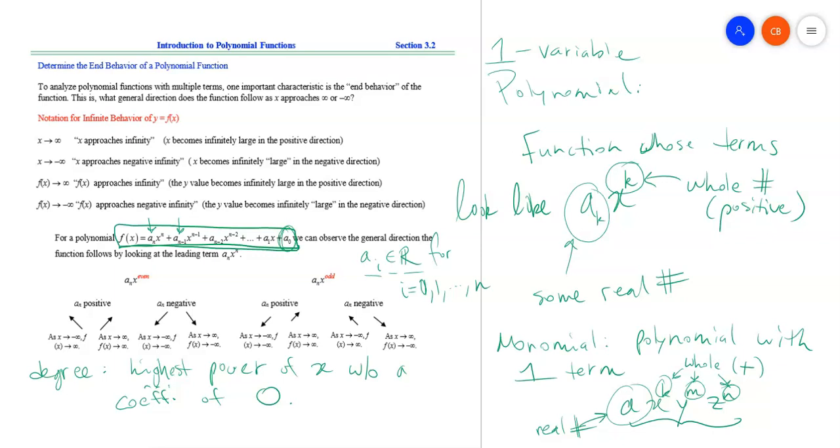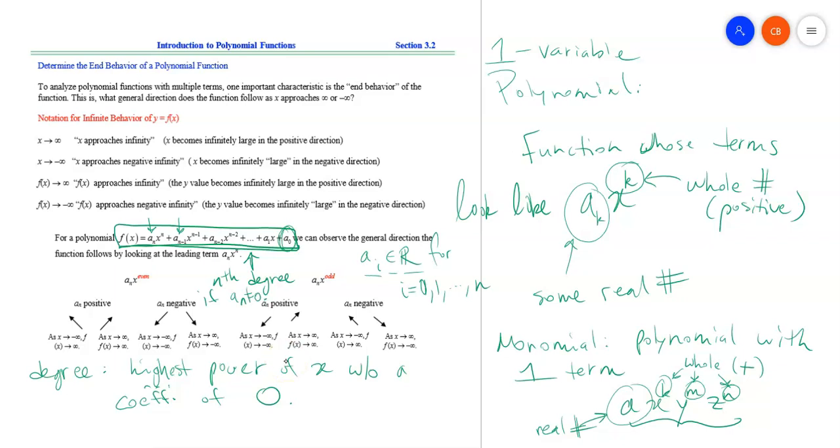So there's just n of them. We don't know what n is. But here we can tell, as long as this coefficient, the a sub n, is not 0, then we would say that this is an nth degree polynomial, provided that a sub n is not equal to 0.